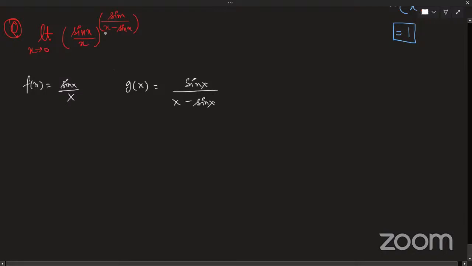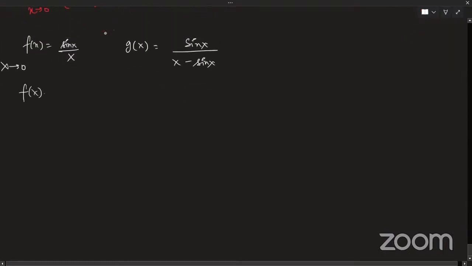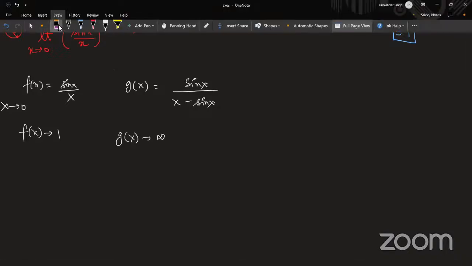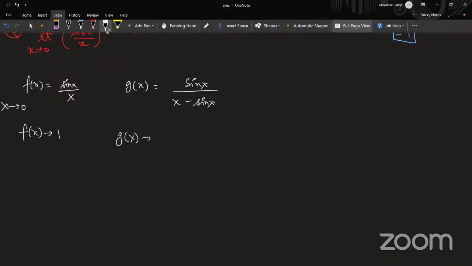So limit x is tending to 0. So where will your f of x tend to? 1, sir. Correct. And without solving, I can tell you my g of x will tend to infinity. But okay, if you wish to do it, we can do it. But I am telling you beforehand, it will tend to infinity only. Why do you think it will tend to infinity? Why?